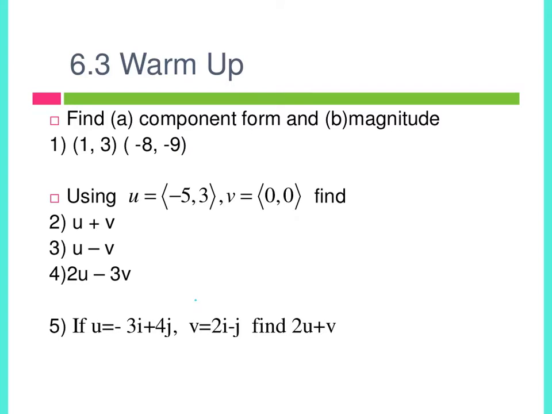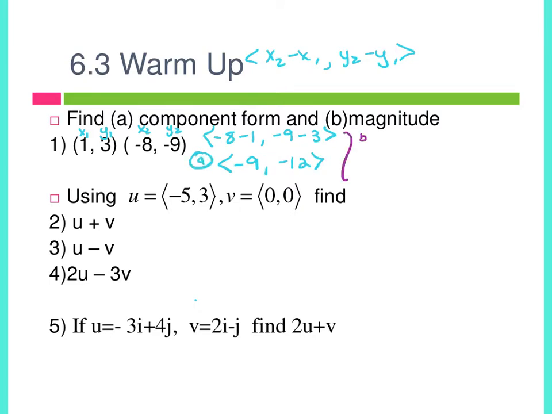All right, we talked about vectors in 6-3. We said the component form is x2 minus x1, comma, y2 minus y1. So in this example, this is my x1, this is my y1, this is my x2, my y2. I would do negative 8 minus 1, comma, negative 9 minus 3, and I'd get negative 9, negative 12 for A, the component form.